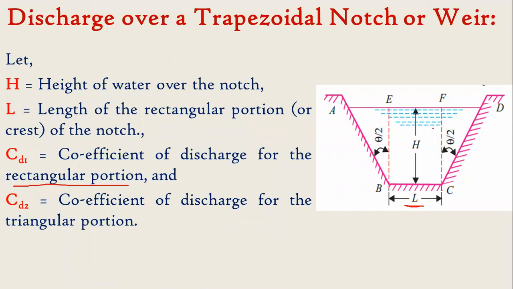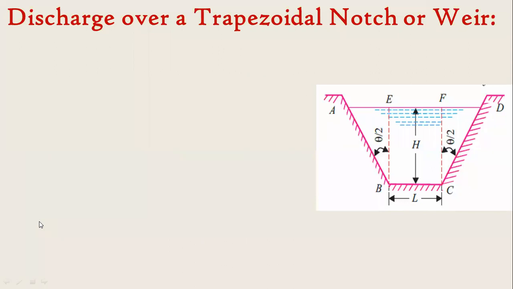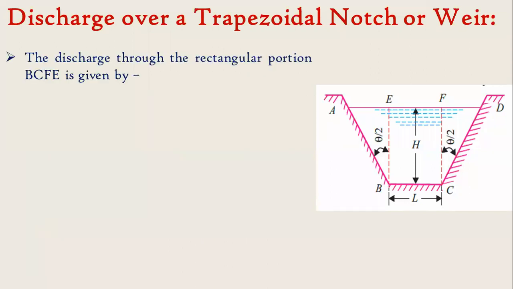A rectangular notch has a different coefficient of discharge. A triangular notch has a different coefficient of discharge. So for both the different portions, I will consider different coefficients of discharge. Proceeding, now the discharge through the rectangular portion BCFE.